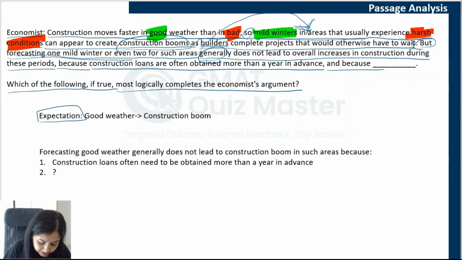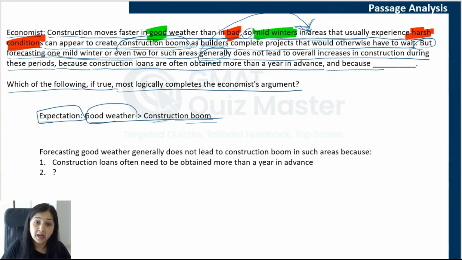The expectation as per the passage is that the good weather, the mild weather that has been given, which is the good weather for these areas, should lead to a construction boom. There should be an increase in construction. However, the observation, what the author is saying, is that forecasting good weather.